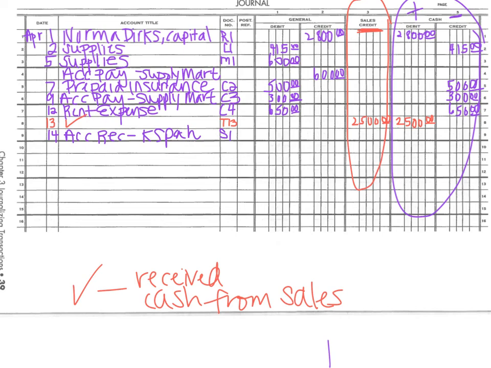Alright, sales are always credit, so I know I need to credit sales for $480. And we need to debit accounts receivable for $480. Accounts receivable are assets, so they are going to increase as debits. So I have a debit and a credit. Let's move on to the 19th.